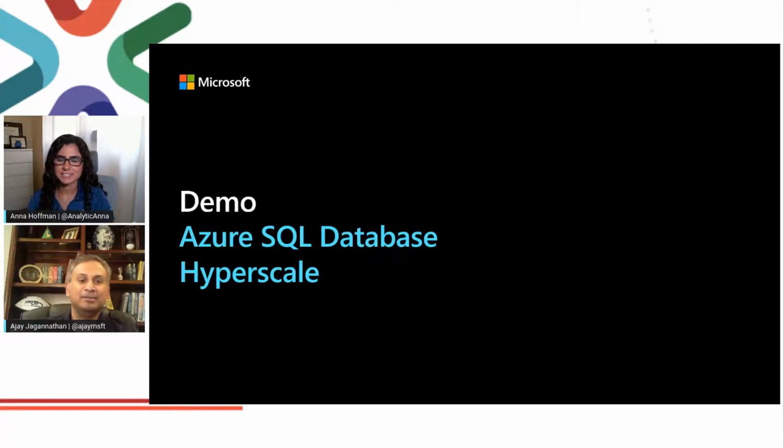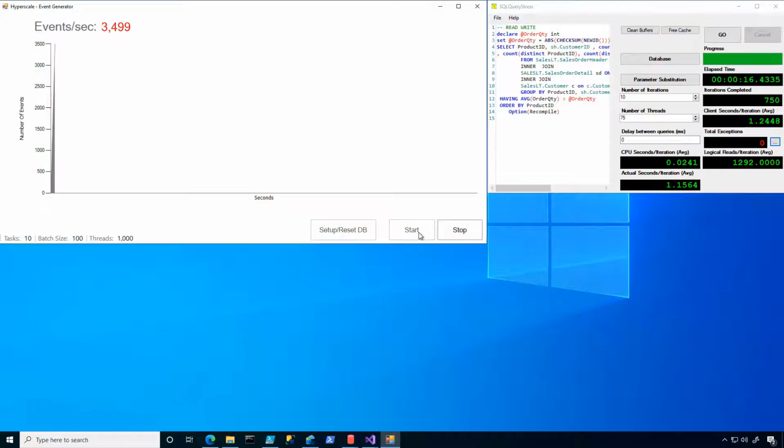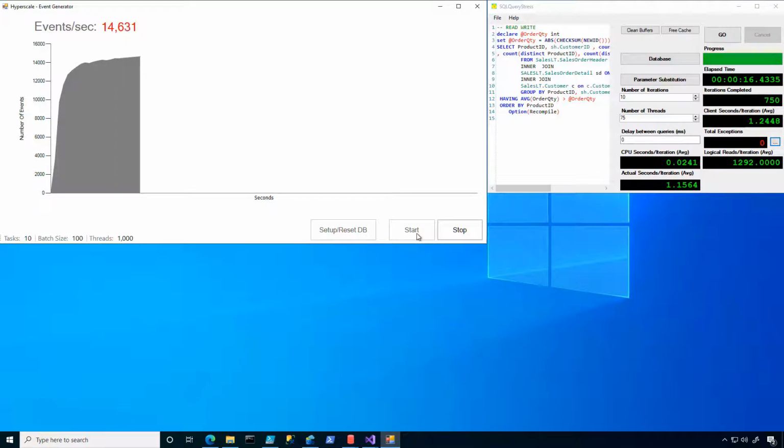Awesome. Thanks, Ajay. Let's take a look at how Hyperscale enables you to achieve greater read scale. Here in my virtual machine, I have a write workload on a Hyperscale database on the left, and a read workload, which I haven't run yet, from SQL Query Stress, which is going to hit the same endpoint on the right on that Hyperscale database. When I start the read workload on the primary endpoint, you're going to see the number of events per second I'm able to process take a hit while this workload runs, because it's sharing the same capacity.